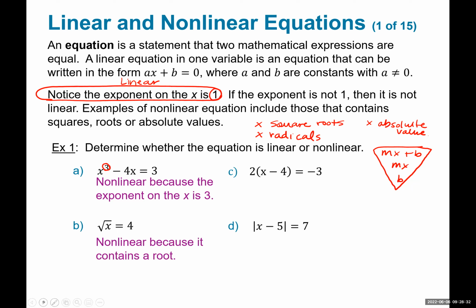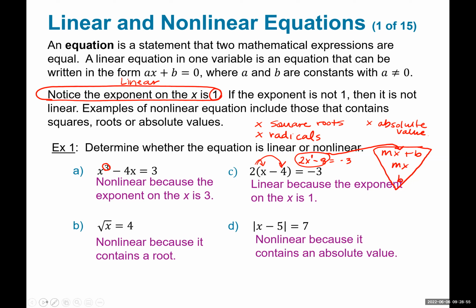In C, if we use the distributive property, then what we end up with is 2x minus 8 equals -3. And this is kind of in that mx plus b form. So I would say that this is linear. And the exponent, of course, is a 1. And then D, we're going to say this is nonlinear because it has absolute value symbols. These straight lines mean absolute value. And that means that it's nonlinear.